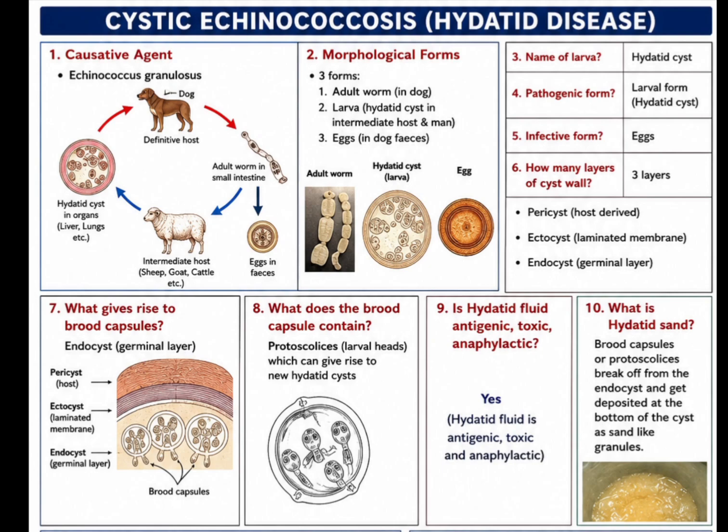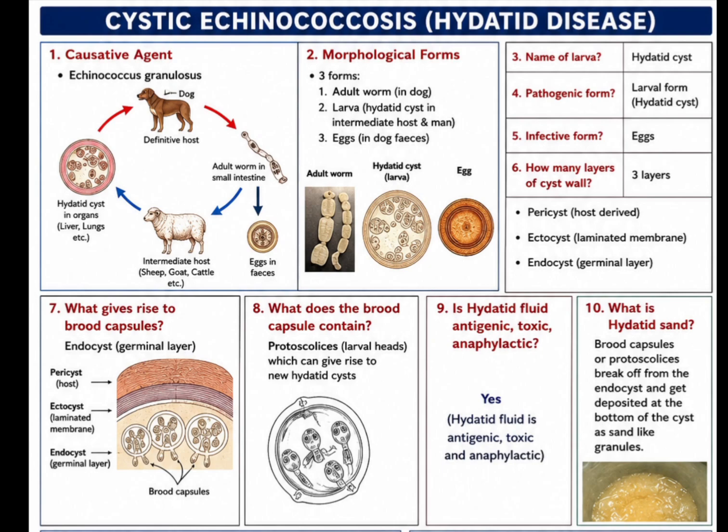Next question is, how many morphological forms does it have? The answer is 3. Adult worm, which resides in the dog's intestine, larva, which is also called as hydatid cyst, and eggs, which is the infective form. Next question, what is the name of the larva? I already told, it is hydatid cyst.